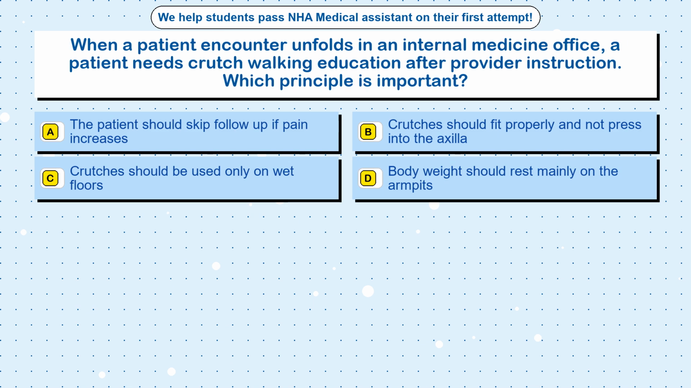Question 78. When a patient encounter unfolds in an internal medicine office, a patient needs crutch walking education after provider instruction. Which principle is important? Option A, the patient should skip follow-up if pain increases. Option B, crutches should fit properly and not press into the axilla. Option C, crutches should be used only on wet floors. Option D, body weight should rest mainly on the armpits.